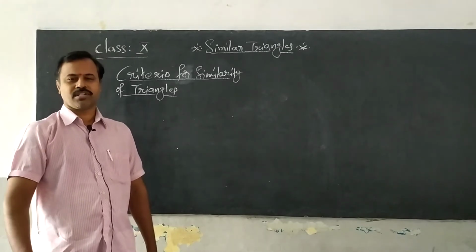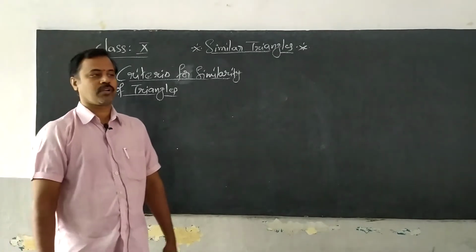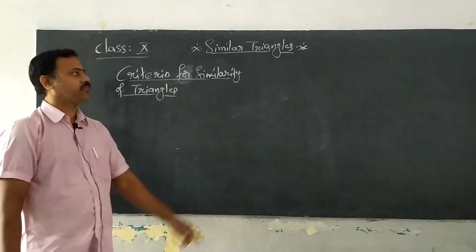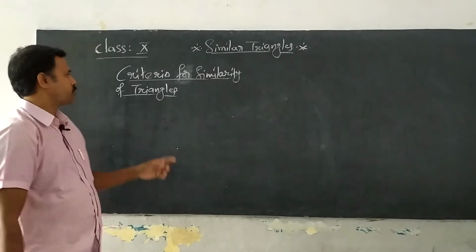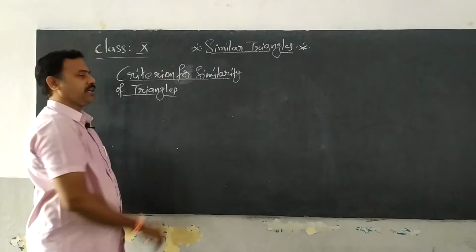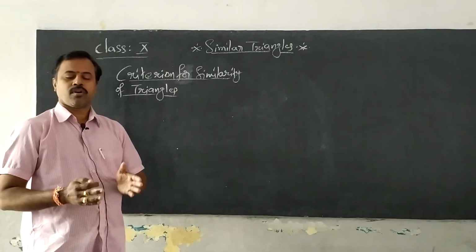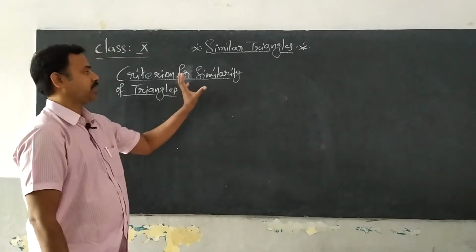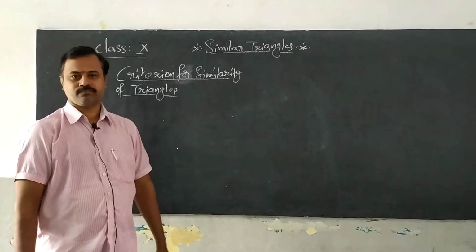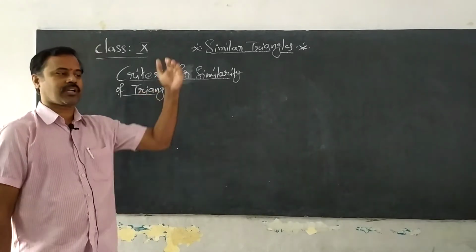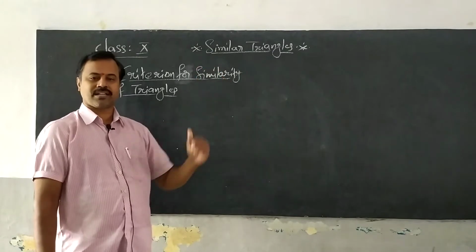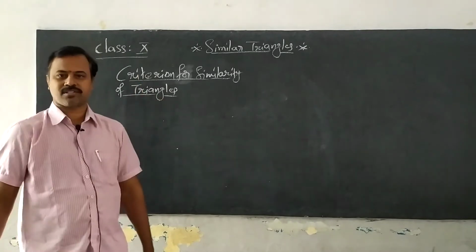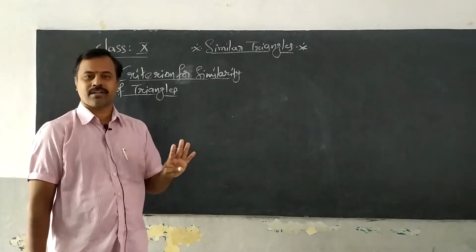On this day, this is our video knowing about the criteria for similarity of triangles, the second part of the similarity of triangles. So, what is meant by criteria? Criteria means the rules or the conditions or the techniques which make you identify the similarity between the given triangles. There are four types of similarity criteria for us.